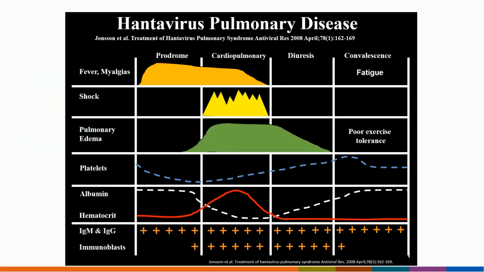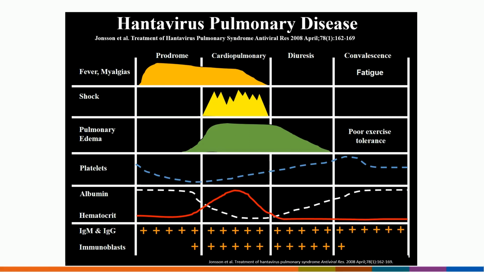Here is a graphical depiction of the hantavirus illness course. First, there is a prodromal period where the patient will complain of fever and myalgia. At this stage, the platelet counts will start to decline. If you were to perform serologic testing, IgM and IgG antibodies would be positive at this stage. Virus titer is not included on this graph, but virus RNA is detectable by PCR during both the prodrome and the cardiopulmonary phases. It often declines as antibody levels increase.